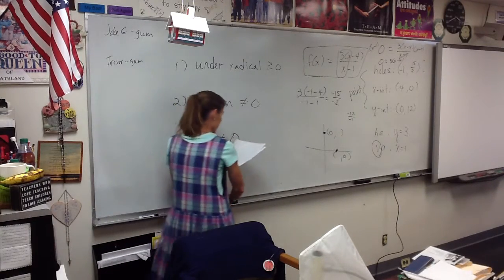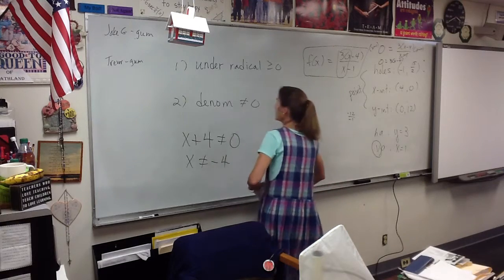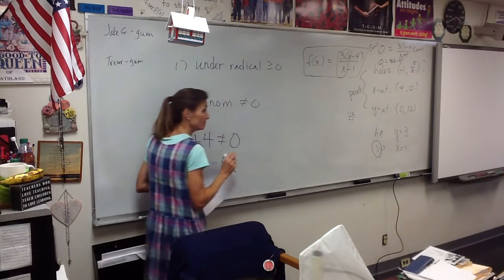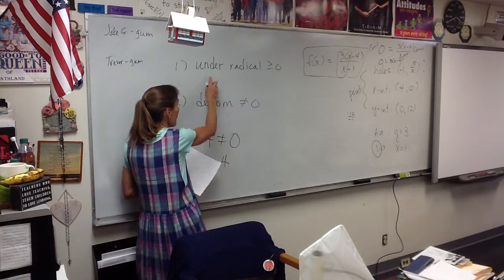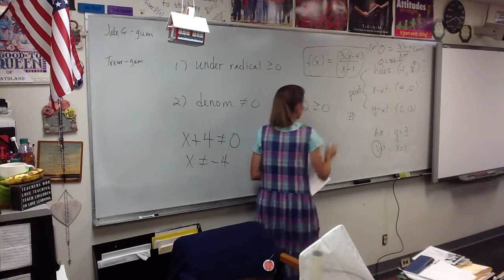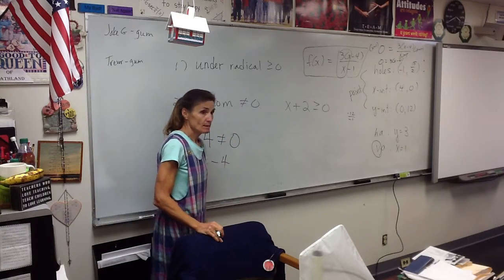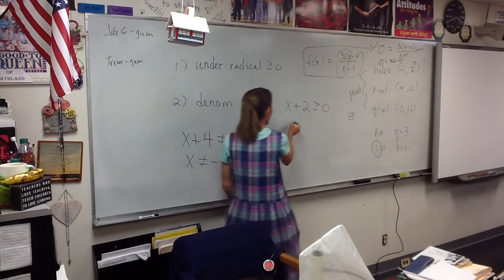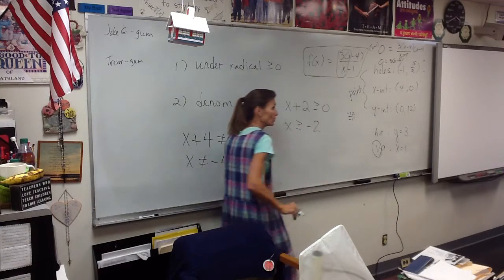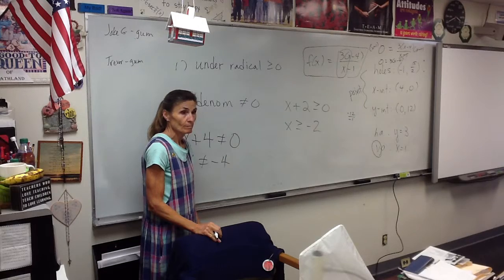Look at B. It does not have a fraction, so I don't have to worry about that. But it does have a radical. So whatever is under the radical has to be bigger than or equal to 0, which means x has to be bigger than or equal to -2. Period.